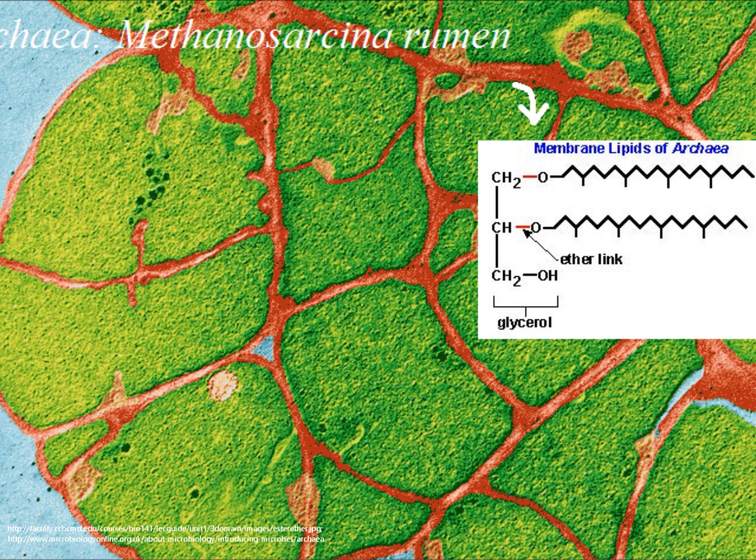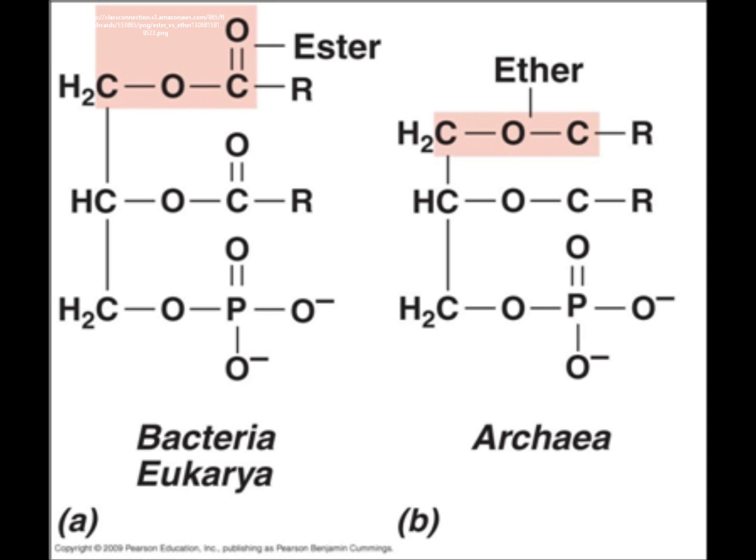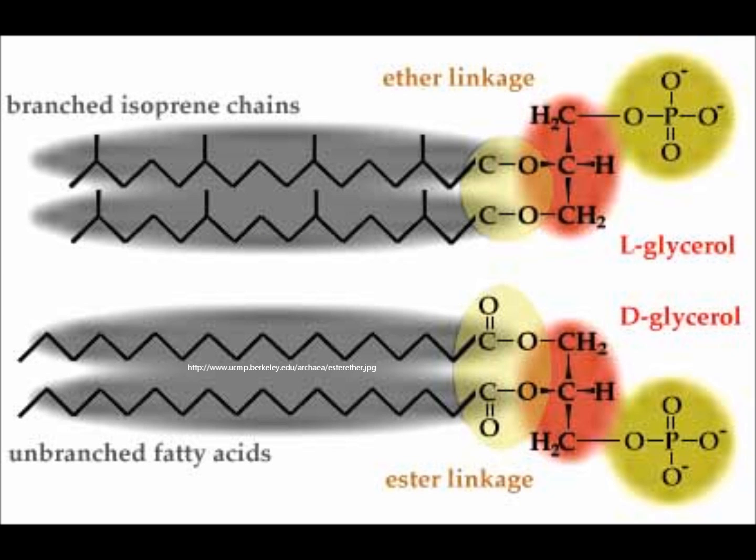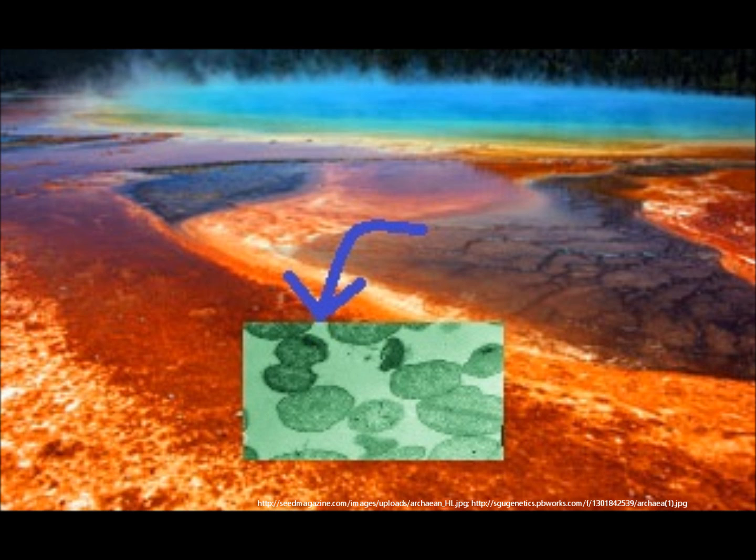The membranes are composed of glycerol ether lipids. Ether bonds are chemically more resistant than ester bonds, which helps archaea survive in extreme environments. Archaea lack peptidoglycan in their cell walls. The side chains are different than the fatty acids found in other organisms' membranes and may help prevent archaeal membranes from leaking at high temperatures.